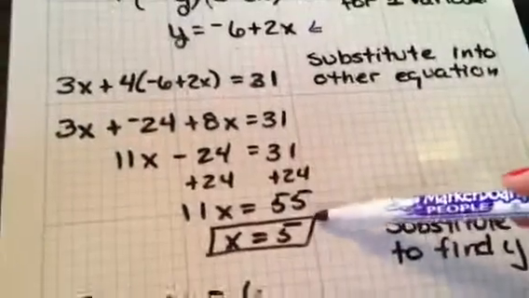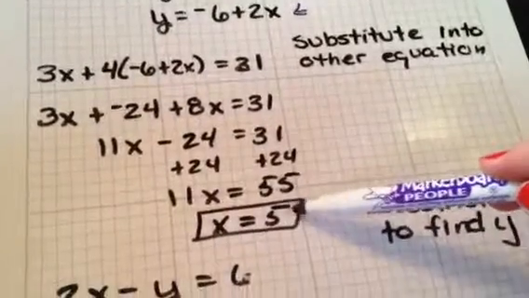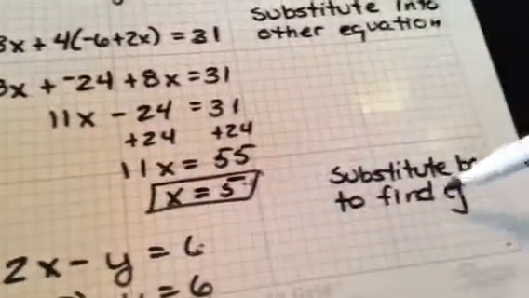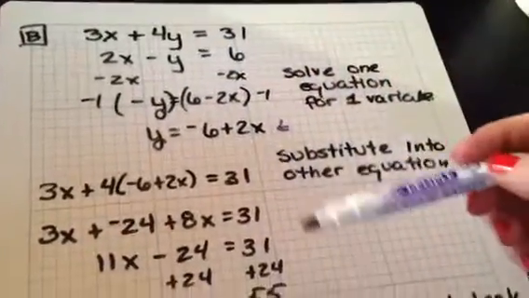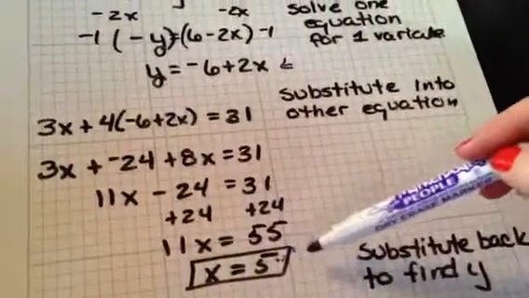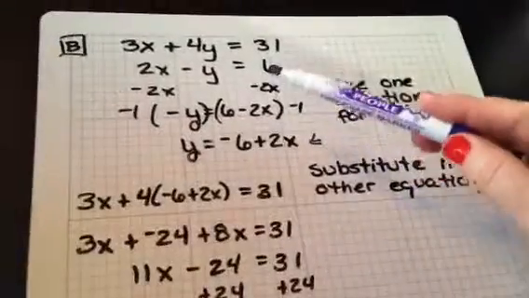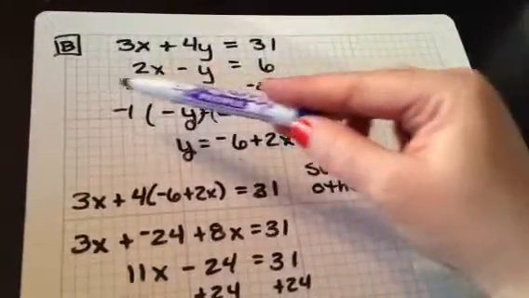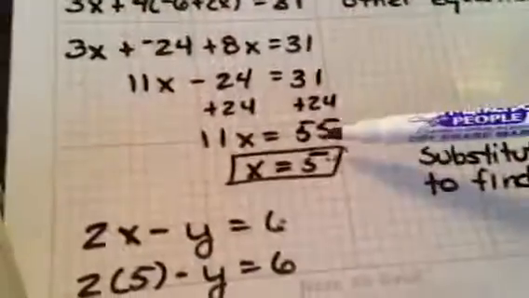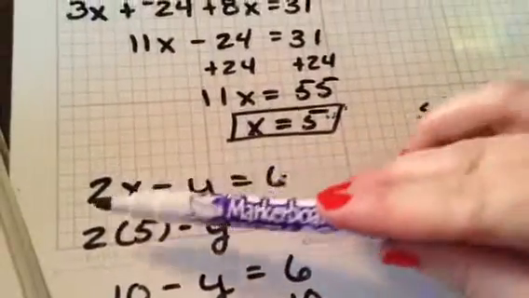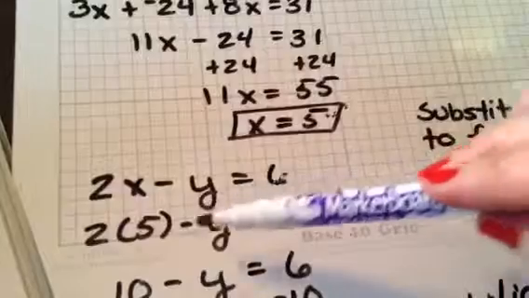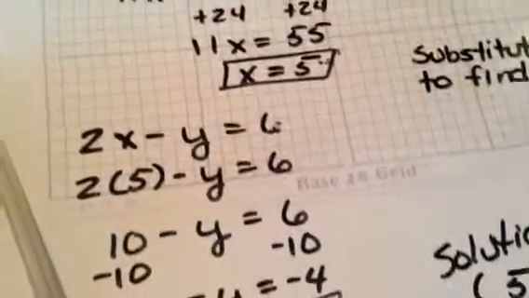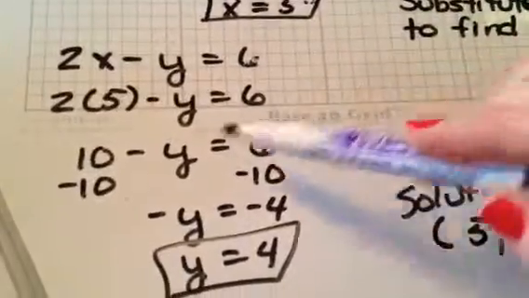Now, just like I did before, once I have an x value, I can substitute it into either equation that I want. Doesn't matter. I can substitute back in and I'll get my y value. I'm going to choose this equation just because it's the simpler one. So I put my 5 for x back in here. So I have 2x minus y equals 6. So 2 times 5 minus y is equal to 6. Then that means that 10 minus y is equal to 6.